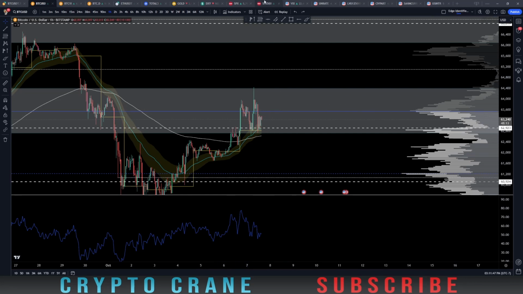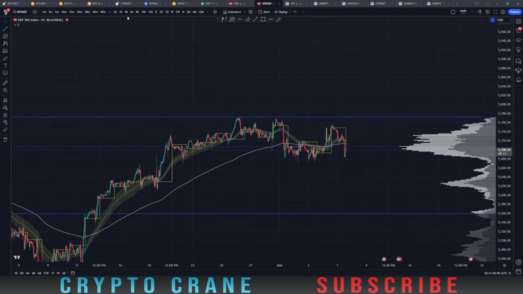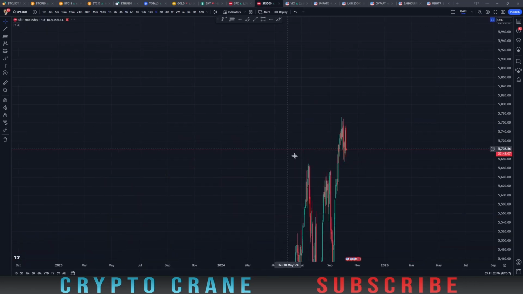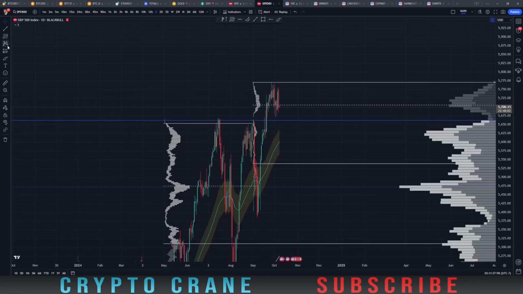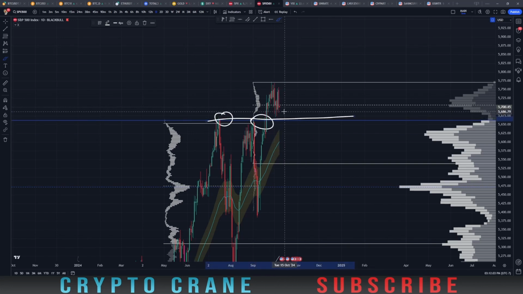Now let's get out of Bitcoin, go over here to the S&P 500, and you can see this is showing some weakness now. So we're starting to get some red candles here. Could this roll over? It definitely could, but we're still above all-time highs, right? We're still just backtesting these previous highs, so nothing really too concerning over on the S&P 500.